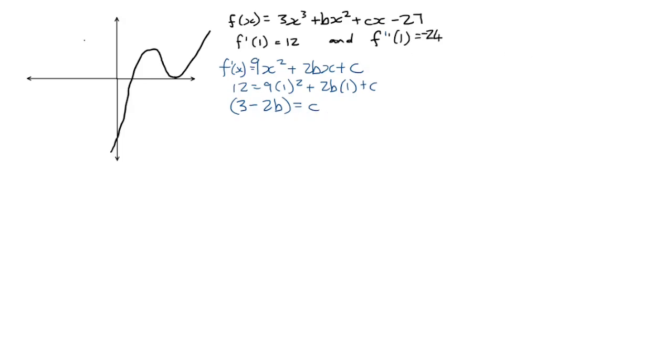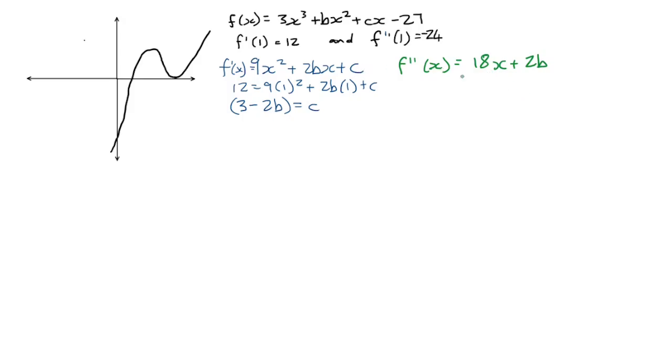Then completely separately, I'm going to do the double derivative. So I'm going to take this derivative and derive it again. So times the power by the front and drop it by 1. So the double derivative now ends up being 18x plus 2b, and the c falls away because it doesn't have an x to derive.